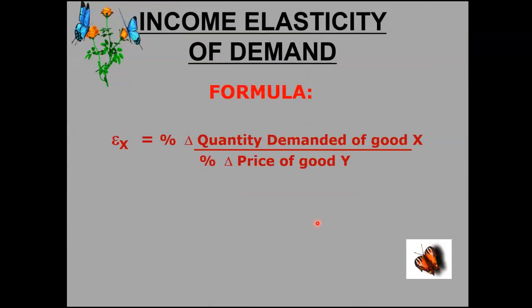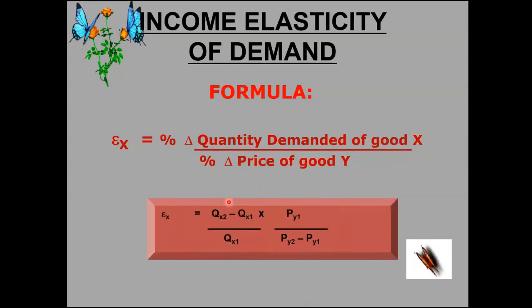Okay, so formula dia ini EXY, because ni barang X and barang Y. Formula dia will be percentage change in the quantity demanded of good X divided by percentage change in the price of good Y. Ini adalah kuantiti barang X. Sama juga, Q2 kita kira sebagai new quantity, tolak Q1 kuantiti lama, bahagi dengan kuantiti lama, darab dengan harga barang Y, barang lain, harga lama bahagi dengan harga baru tolak harga lama.